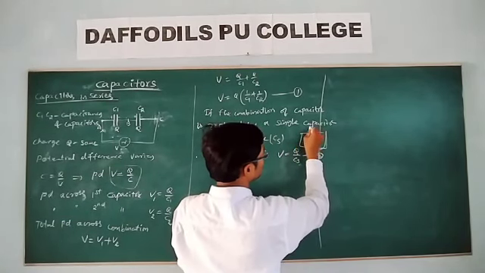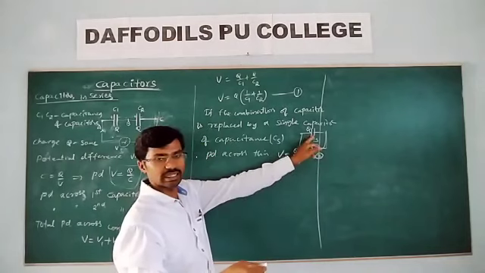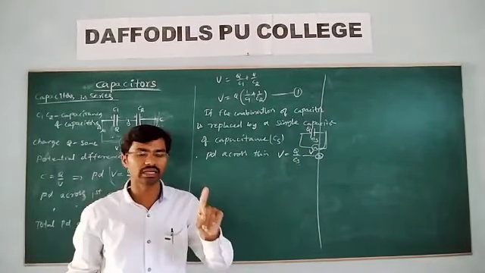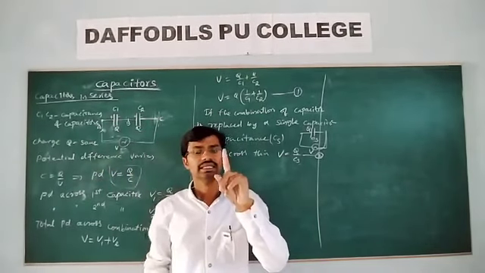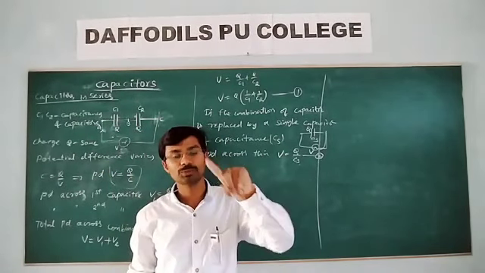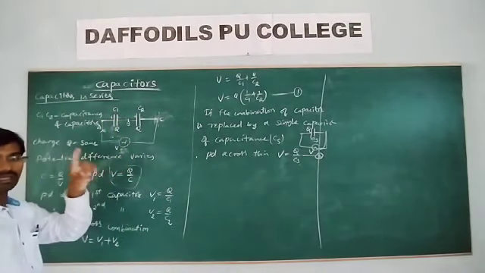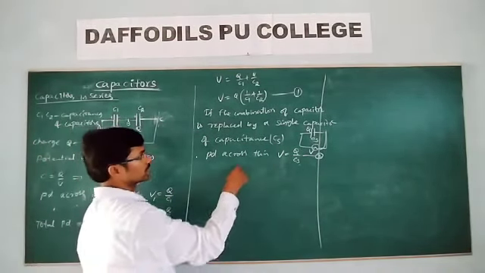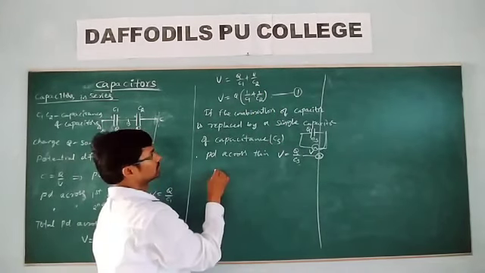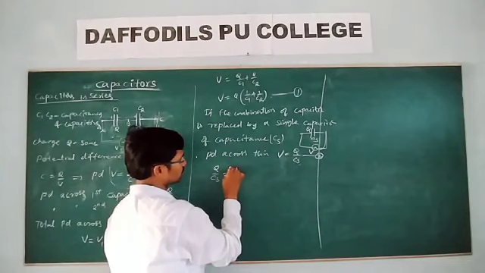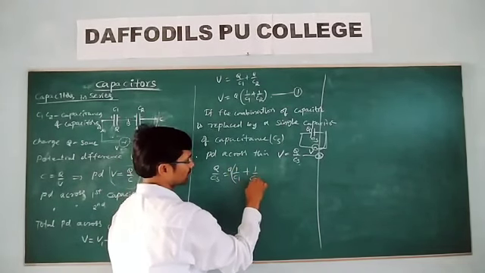Potential V, charge Q. Then what is the potential difference across this equivalent capacitance? Q by Cs. What do you mean by equivalent capacitance? A single capacitor which produces the same effect as that of the combination of the capacitors is called equivalent capacitance. Then you equate the first one and the second one. Q by Cs is equal to Q into 1 by C1 plus 1 by C2.